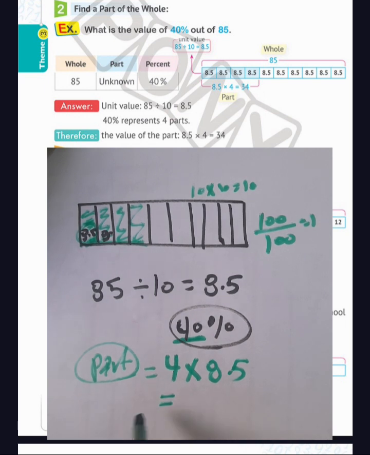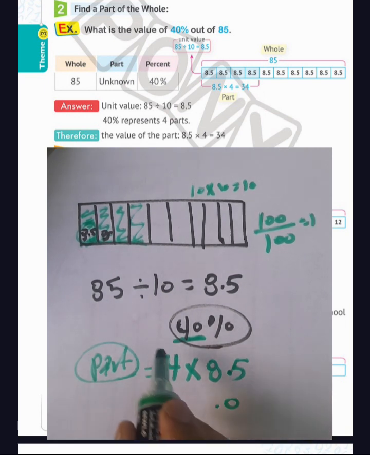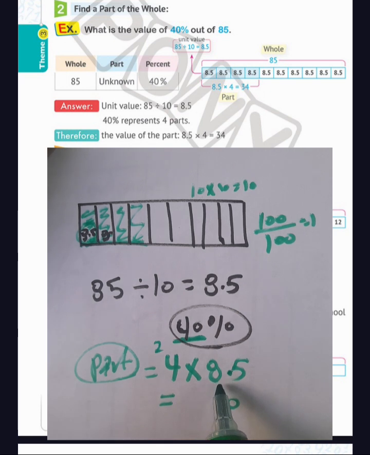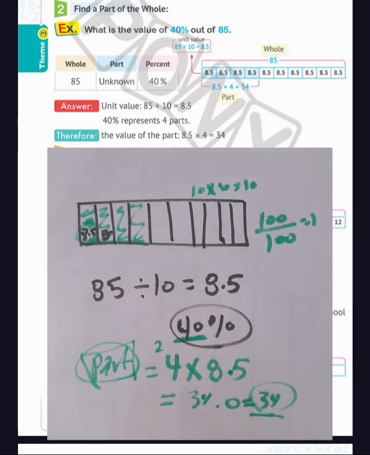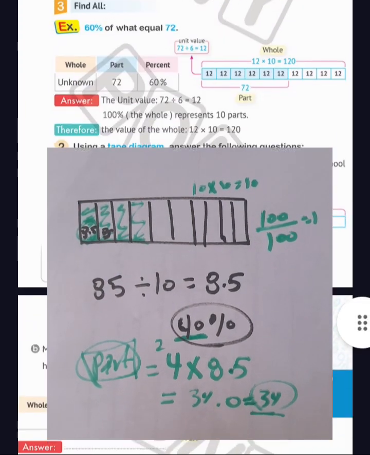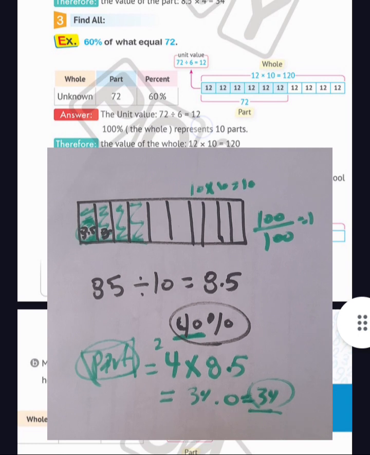Then the result will be what? 4 times 5 equals 20, write 0 and carry 2. 4 times 8 equals 32, plus 2 equals 34. The part here will be 34. Okay, it's the result.